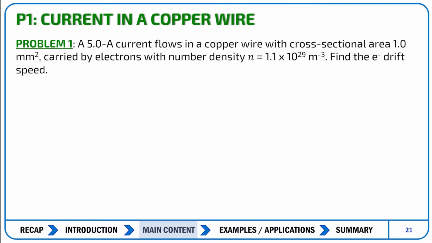The first problem we want to go through is a current in a copper wire. A 5 amp current flows in a copper wire with a cross-sectional area of 1 millimeter squared, carried by electrons with number density 1.1 times 10 to the 29 meters to the negative 3. Find the electron's drift speed. First, we want to either draw a diagram or state known values. I'm going to keep it simple and write down our known values.